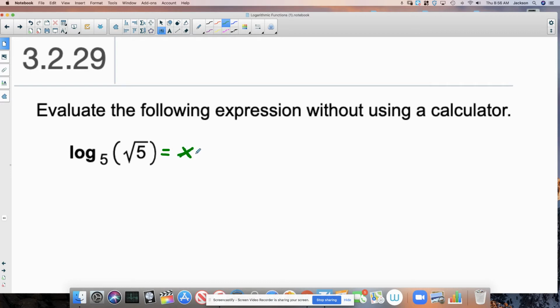So if you've watched any of my previous videos, I've said that when you're evaluating this, set it equal to a variable and then write this in exponential form. So the base of the log is the base of this exponent, right? The two things that are separated in the equation when we're in logarithmic form get put together when we're in exponential form, and then that would be equal to the square root of 5.